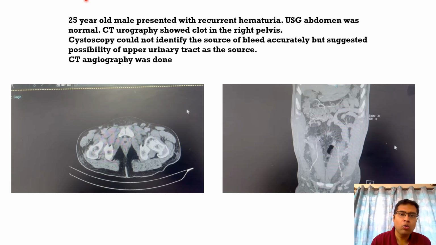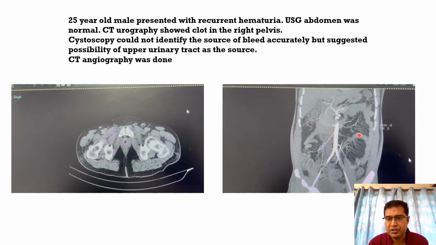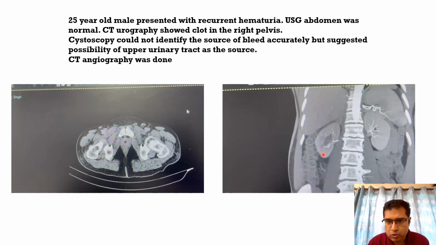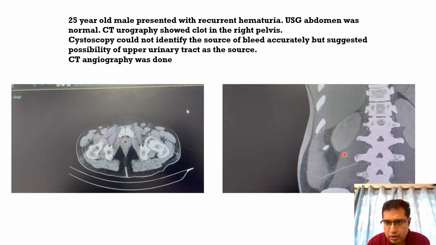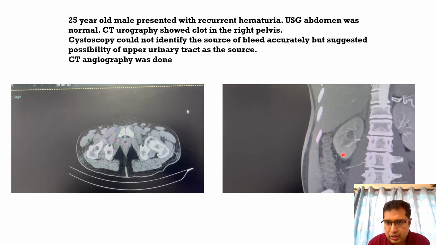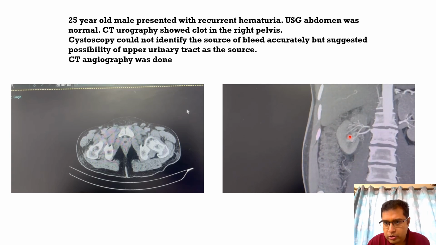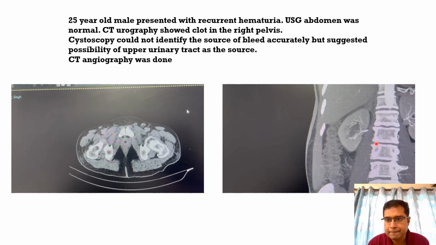So he's a 25-year-old male. We did not even suspect the possibility of transitional cell carcinoma or any such possibility. And this is the CT angiography of this particular patient, where the diagnosis was clear, as we could see the clot along with tortuous vessels, a group of vessels in the lower pole of the right kidney, which was suggesting the possibility of AV malformation.